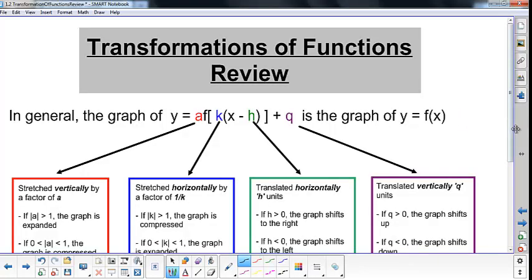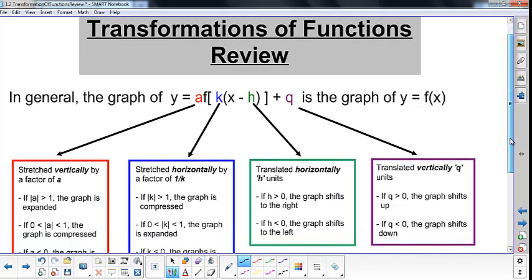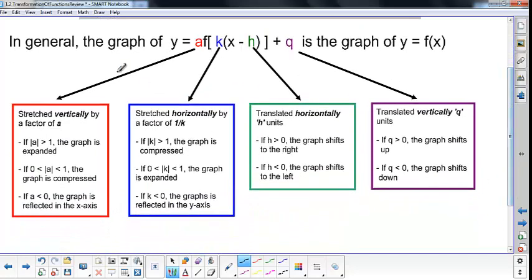I'm sure you've seen this in previous math courses, but this is in general the way that we graph functions. So every value here has a specific job to do. If we take a look, the very first number that we see is called our a value. It's basically your vertical stretch.